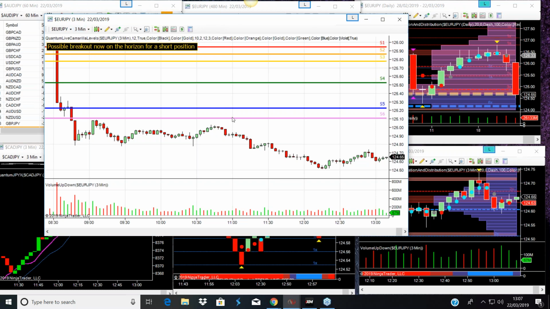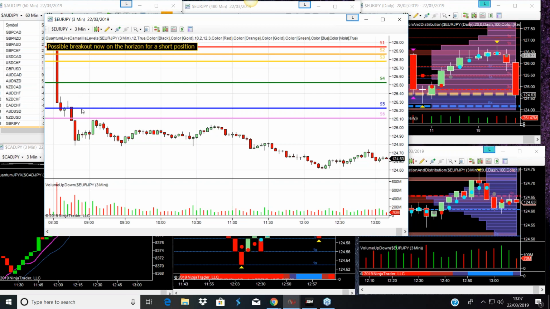Now this is the 3-minute chart. This is the Camarilla of the 3-minute chart. I use Camarilla, David uses Camarilla, to give us some idea of these important levels. We can see here we've got 6 levels. We've already crashed through the S4. That's the key one. S4 and R4 are key in terms of breakaway, breakout.